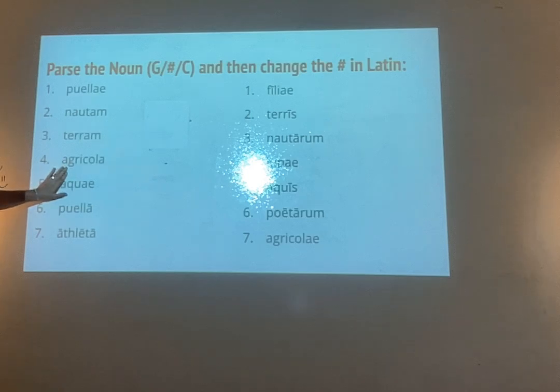Number 4. How would you parse this one, Gianna? Feminine. Not feminine. Remember, it's a job. So this is masculine. Yep. Okay. Singular. Nominative. Good. Well done. Now make it plural.